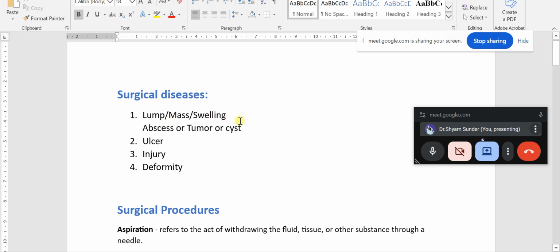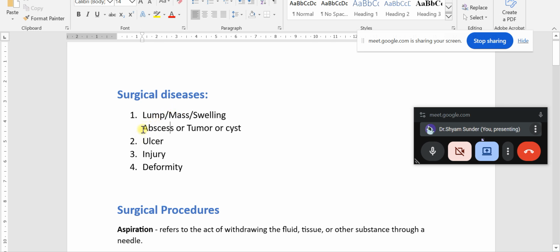But to confirm the disease, the surgeon has to proceed with investigation, like CT, ultrasound, those tests. When you do those tests, CT, MRI, ultrasound, then you'll get to know whether it is an abscess or tumor or a cyst. They try to treat these conditions with medicines, but if it is not cured, that's when the surgeon puts a knife. That is surgery.